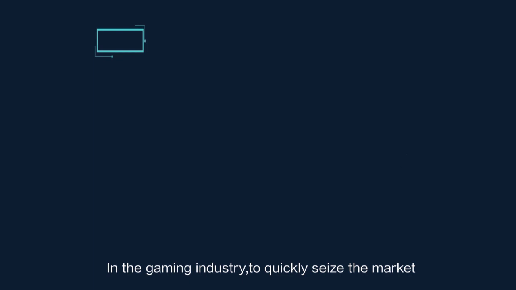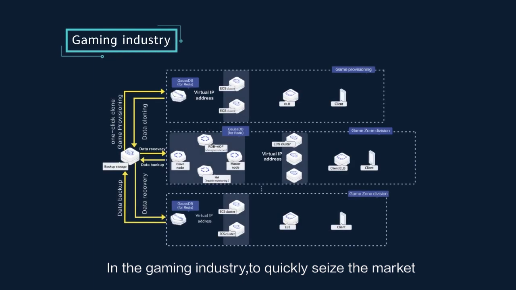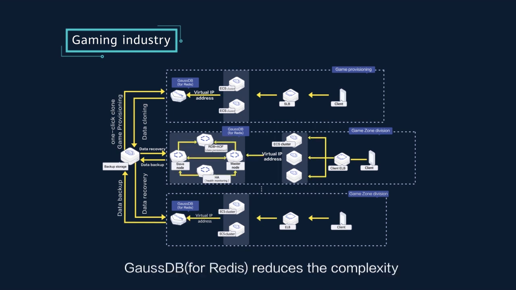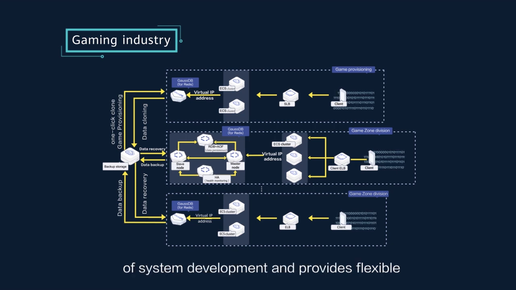In the gaming industry, to quickly seize the market, gaming companies need to develop new products to attract players as fast as possible. GaussDB for Redis reduces the complexity of system development and provides flexible capacity expansion for unexpected spikes in demand. It can also meet the data persistence and multiple service provisioning requirements of gaming services.